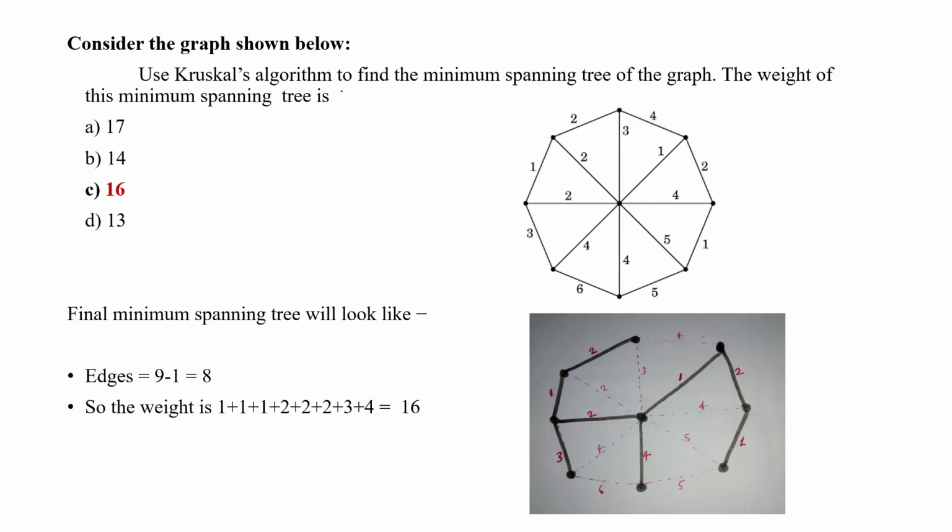Now we can see: use Kruskal algorithm to find the minimum spanning tree of the graph. The weight of the minimum tree is what value they have given. Now, the first thing I told you: how many edges we need to find out. Edges equal to V minus 1, vertices minus 1. So how many vertices? 1, 2, 3, 4, 5, 6, 7, 8, 9. So 9 minus 1 equals 8. We need to find out 8 edges. That is my first thing.